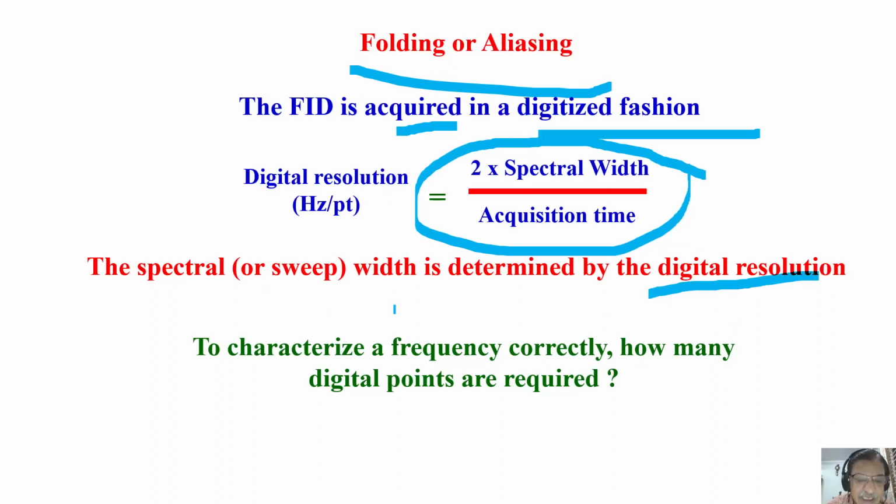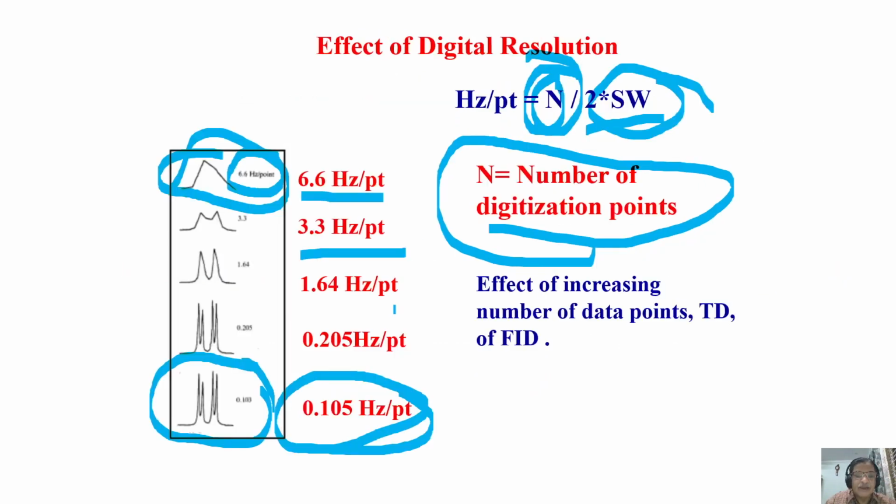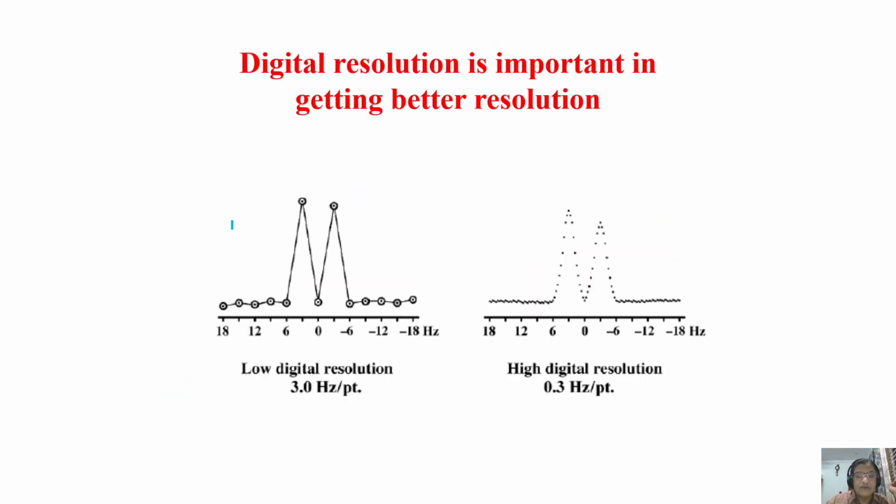Now, the question is, to characterize a frequency correctly, how many digital points are required? For example, in this case, look at this one. Here, we have 1, 2, and 3 points to define a peak. Here, there are 3 points to define a peak. But still, you are able to identify 2 peaks here. Here, you have more digital points. That is better. Supposing I had missed this peak, what would have happened? You would not have seen the doublet.